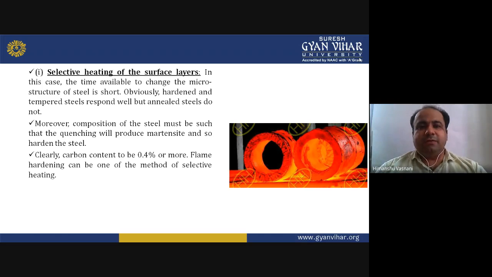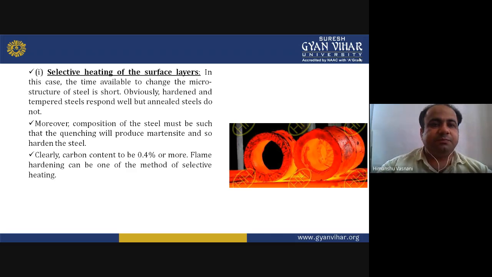In the case of annealed steels, we cool the whole material down in the furnace itself, so it takes time. Moreover, the composition of the steel must be such that quenching will produce martensite and so harden the steel. We have to choose the composition accordingly. Clearly, the carbon content must be 0.4% or more. Flame hardening is one of the methods of selective heating, so if we go for selective heating of surface layers, we can use flame hardening.